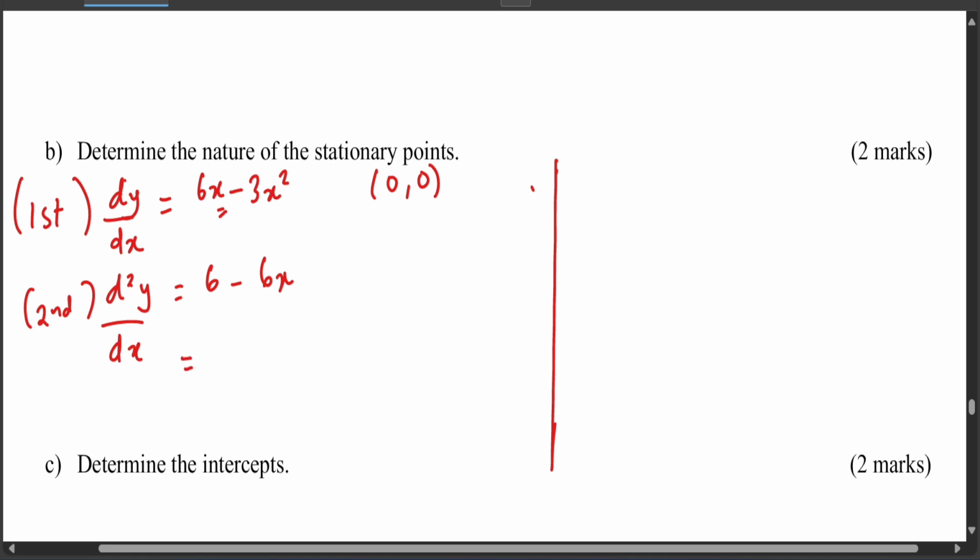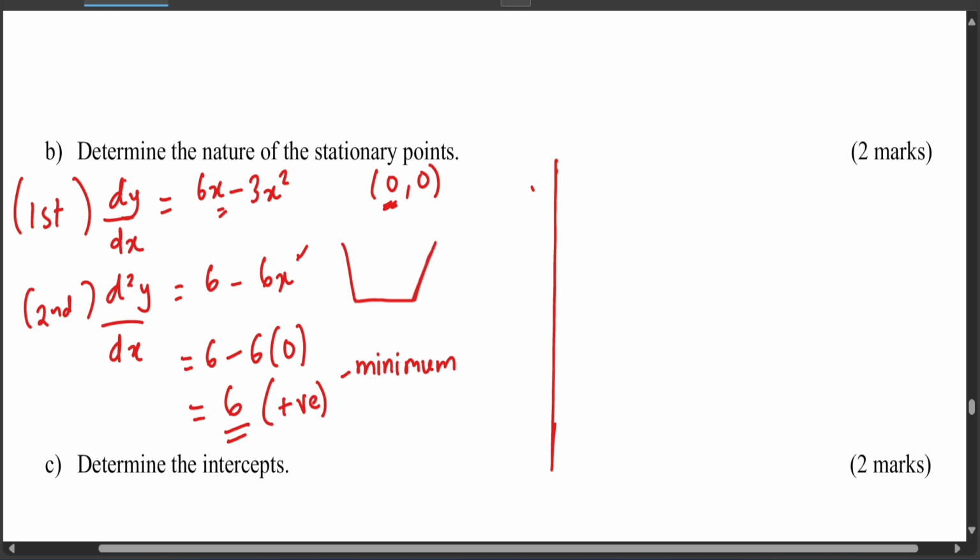So now substitute it. Where there is x, you put your 0, because the value of x there is 0. So 6 minus 6 times 0, and 6 times 0 is 0, so the value you get is 6. So this is positive. And if your second derivative is positive, then it shows that this one is a minimum. So your graph will look like this. So this one shows that this is a minimum.